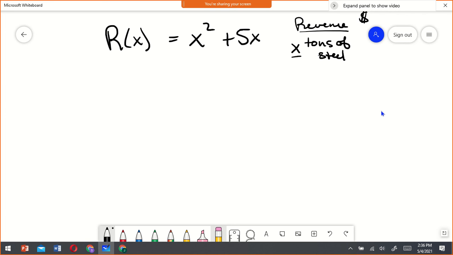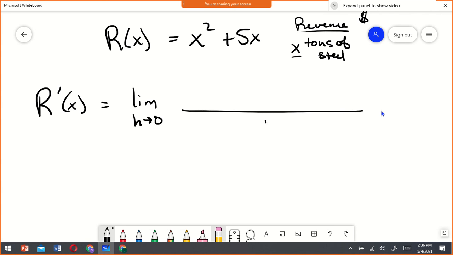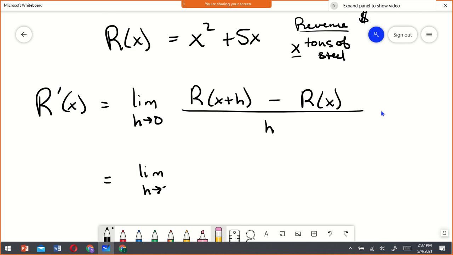So finding the marginal revenue is to take the first derivative of x squared plus 5x, which I'm writing incorrectly, but we're going to take the limit as h goes to 0 of r of x plus h minus r of x over h. So that's the limit as h goes to 0, which I'm not going to be able to plug 0 in right away because of that 0 in the denominator issue.